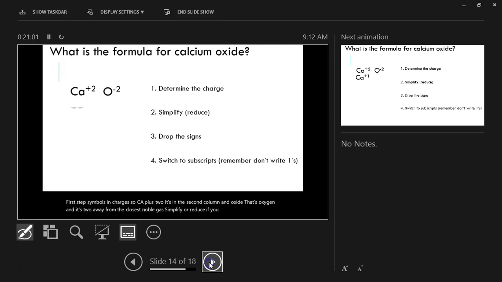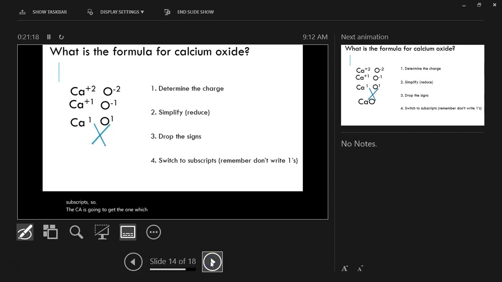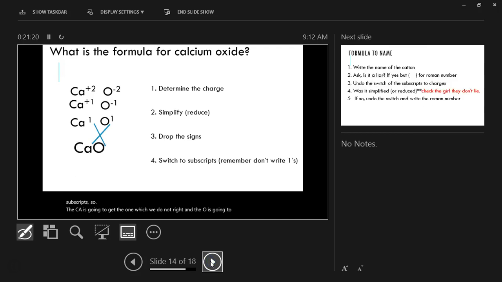We can. Both of these can be divided by 2, and they both end up going down to 1s. Drop the signs. Don't put any charges in a formula. We never have charges in a formula. And then switch to subscripts. So the Ca is going to get the 1, which we do not write, and the O is going to get the 1, which we do not write. So calcium and oxygen are there in a 1-to-1 ratio in order to make a neutral compound. All right, that is how you get from the name to the formula.